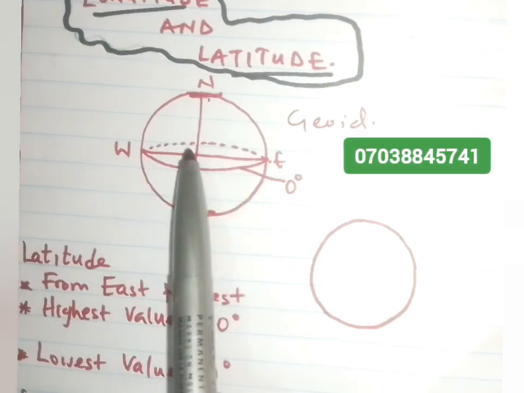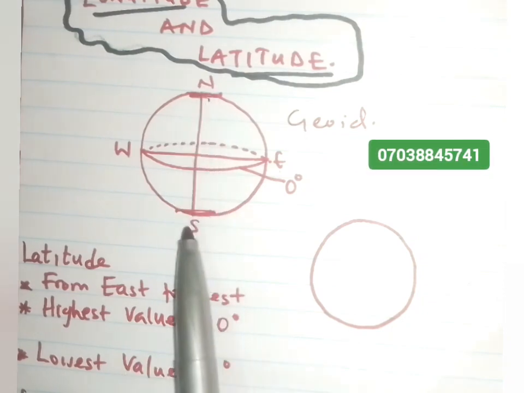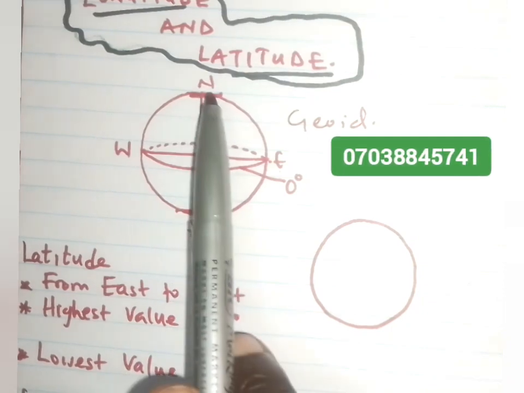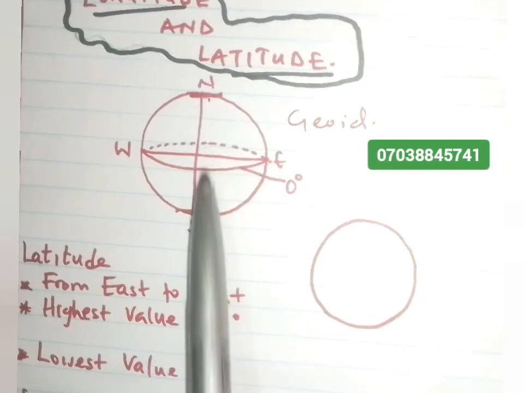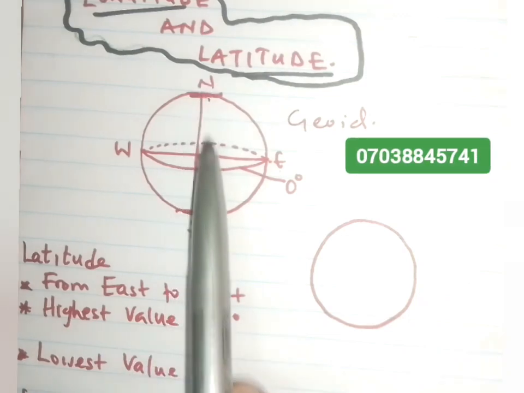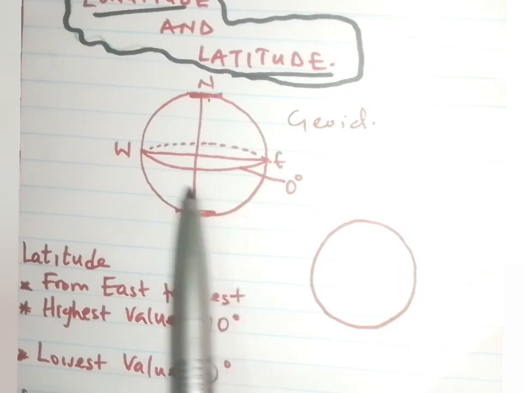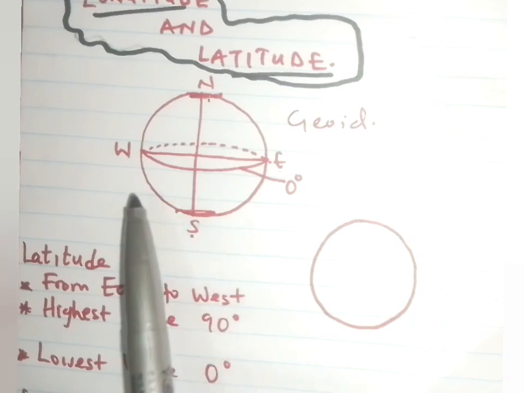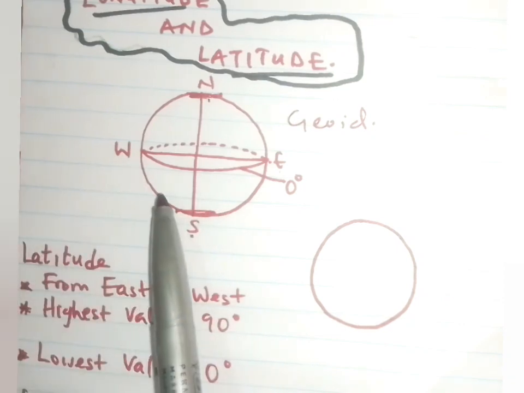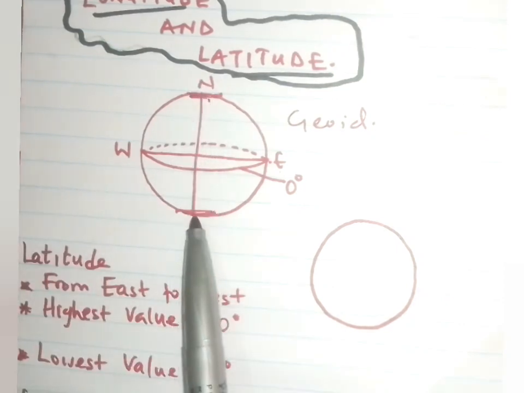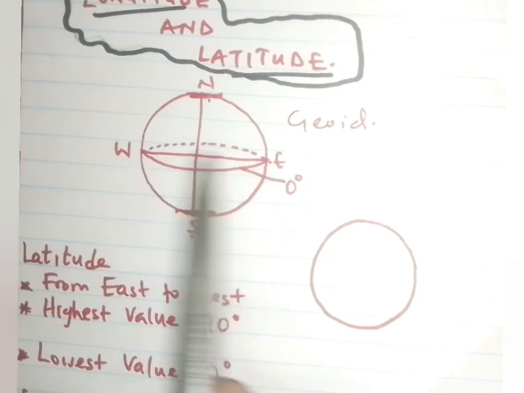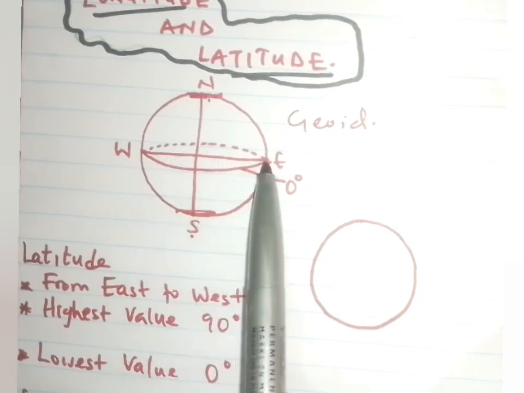Now, there is a line that runs from the North to the South Pole. That's the polar axis. It's a vertical line that divides the Earth into the left hemisphere and the right hemisphere. This is basic geography, but you don't need to go much into that. Just know that there's a line that runs from north to south, and there's a line that runs from east to west or west to east horizontally like this.